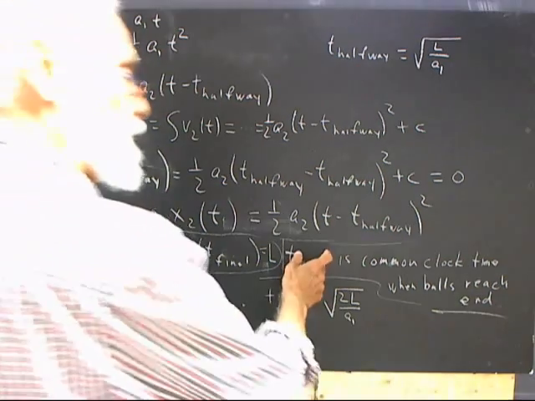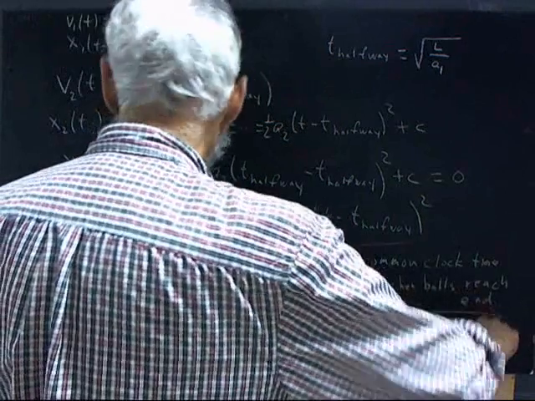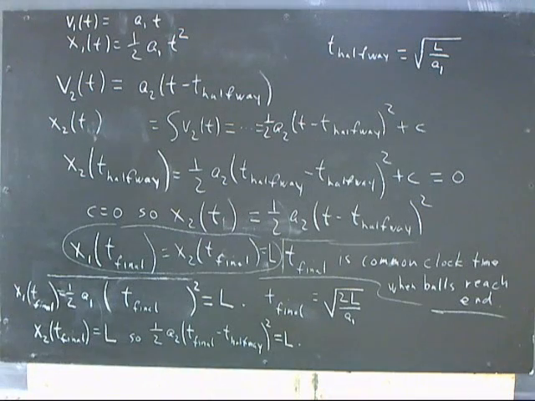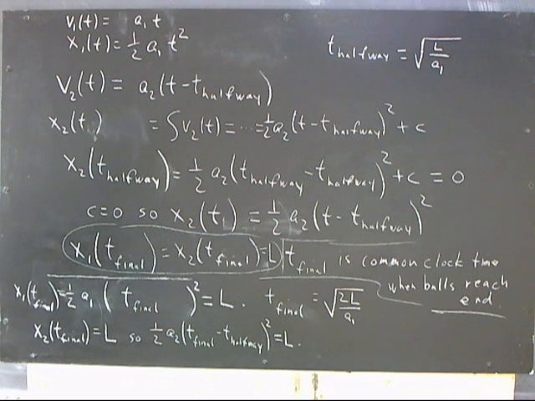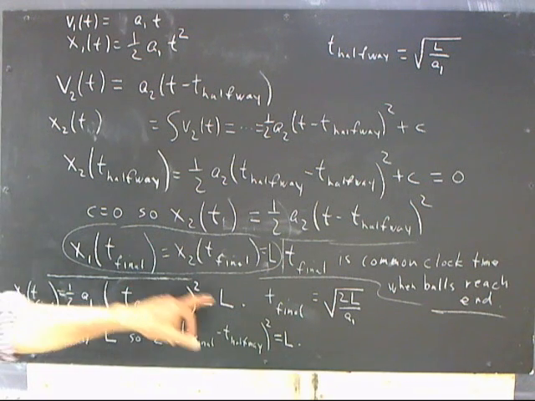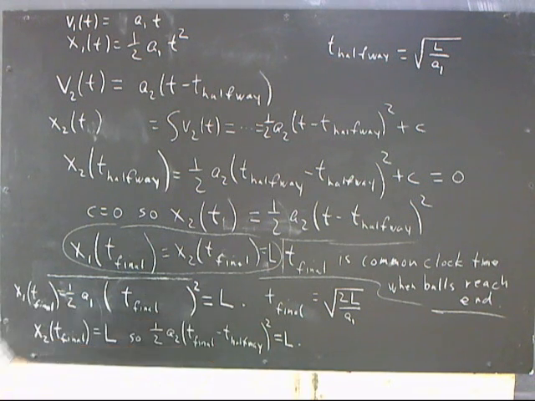So t final is what we're using, of course, for the common clock time when the balls reach the end. So again, x1 of t final equals x2 of t final equals L. Now, let's take x1 of t final, which is equal to 1/2 a1 times t final squared, and set that equal to L. Is there anything here that we can't find from the information we presumably know?